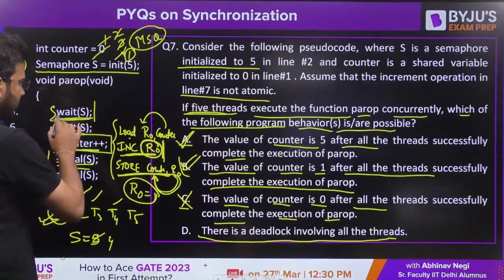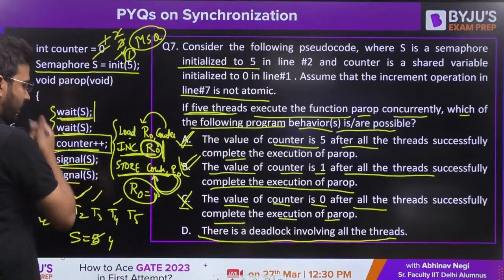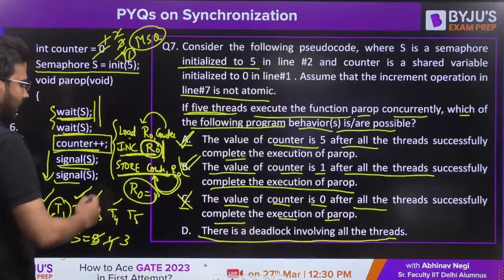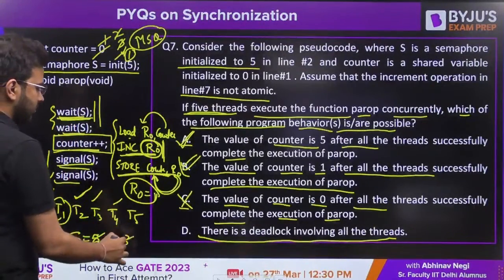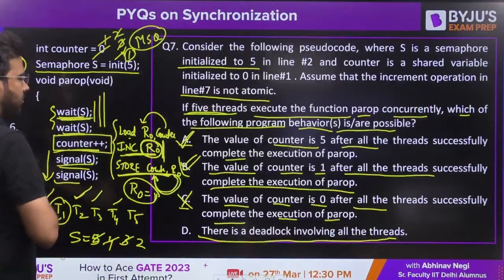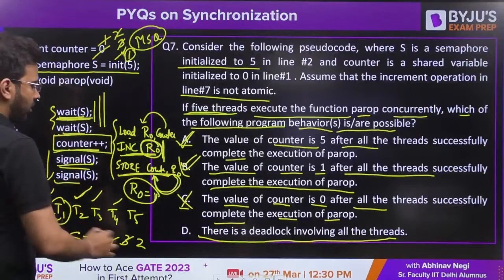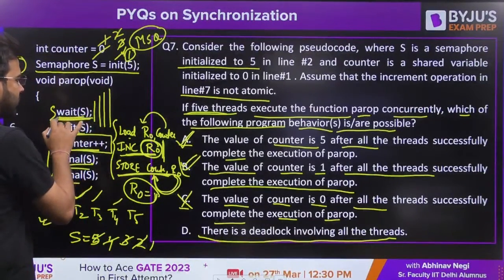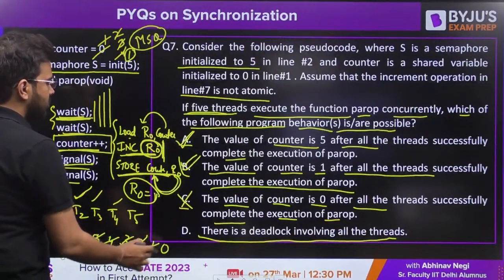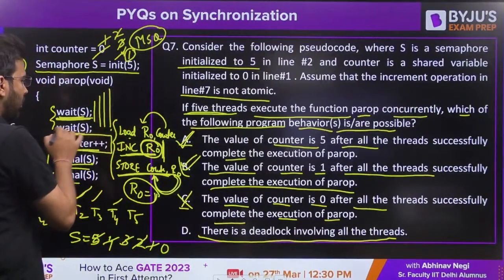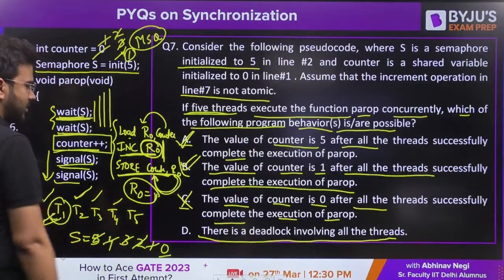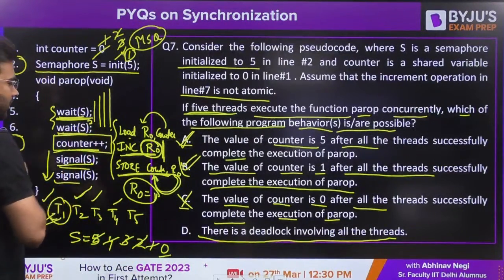T2 arrives, again T2 will also perform wait on S, make it 3. T2 also got preempted. T3 arrives, wait on S, 2. T3 also got preempted. T4 arrives, wait on S, 1. T4 also got preempted. T5 arrives, wait on S, 0. Now T5 will execute wait on S. Already the value is 0. It will get blocked here.